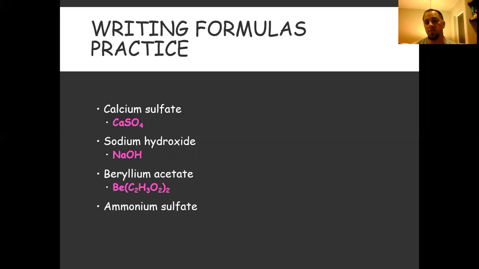Ammonium sulfate, here's that case where we have the cation first being the polyatomic ion. So here we have the ammonium ion written first. In this case, we have 2 of them, so that 2 goes outside the parentheses. And then sulfate. Ammonium sulfate is made of 2 polyatomic ions.